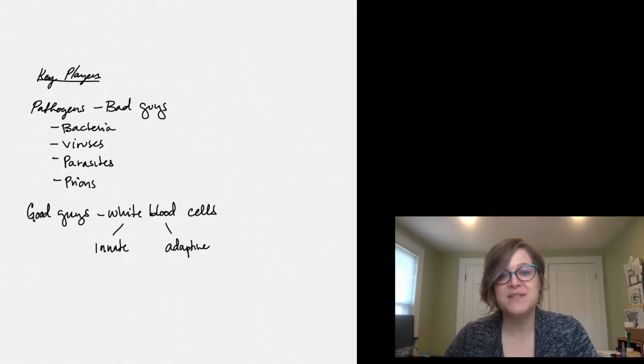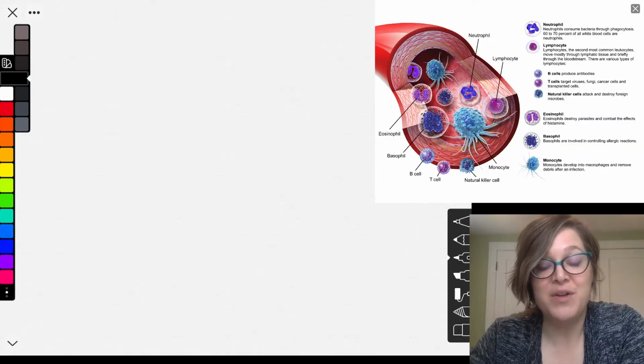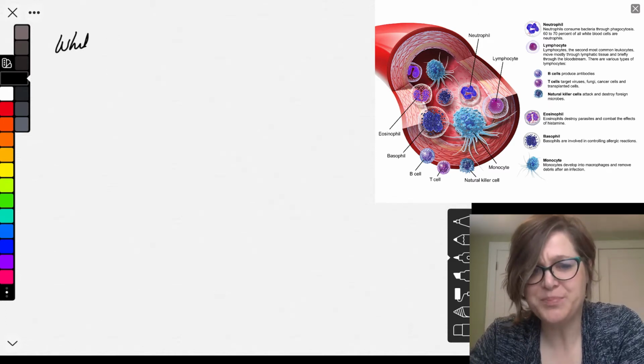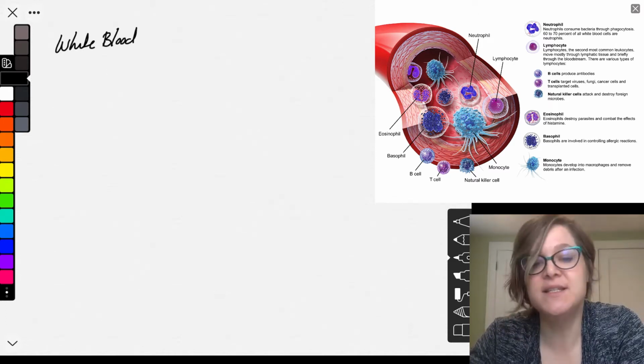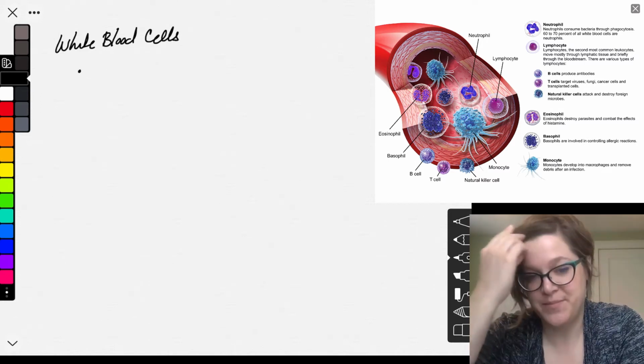And then you have cells that adapt. This means that they mutate in ways that enable them to better respond to that specific pathogen. And we're going to talk about each type of cell on its own. You have multiple different kinds of white blood cells, and each of these has a slightly different way that it handles pathogens.